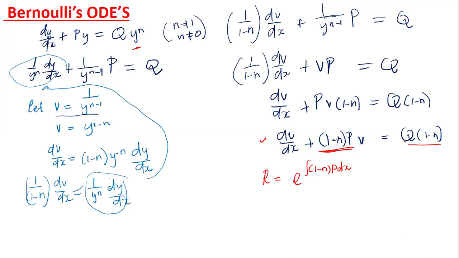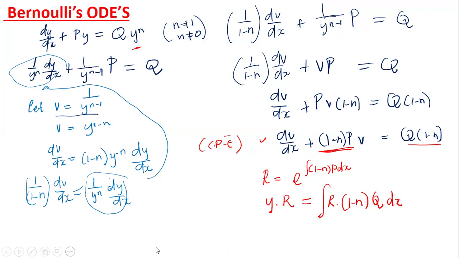From here, because it's now a linear differential equation, we determine the integration factor. And remember what we say: v multiplied by the integration factor will be equal to the integral of the integration factor multiplied by q. But be careful, our q is now hooked to 1 minus n, so you say 1 minus n multiplied by q dx. From there, you integrate, determine your general solution, and you are most definitely done.